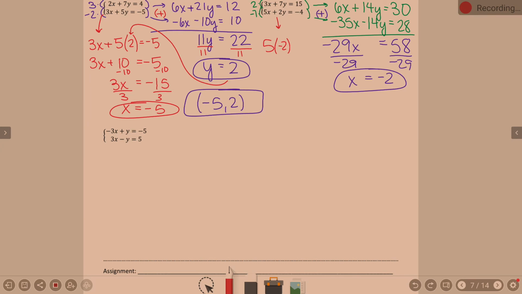5 times negative 2 plus 2y equals negative 4. I'm running out of room. Negative 10 plus 2y equals negative 4. What to do next to solve for y? Add 10. Negative 4 plus 10 makes it 6. Divide by 2, and y is 3. How are you expressing your final answer? Negative 2, 3.